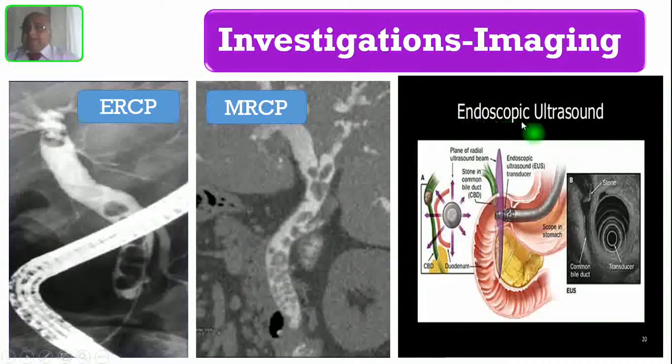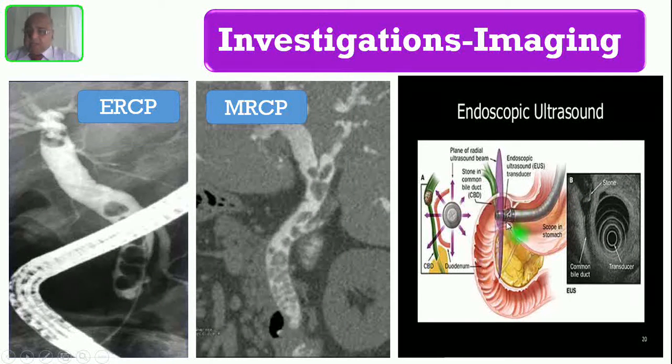And the third one is the endoscopic ultrasound. Here you attach the ultrasound to the tip of the endoscope, and a radial ultrasound beam will be going out like this. So this is the stone, this is the common bile duct. You are seeing the stone there. Proximal to that there is a distended common bile duct.